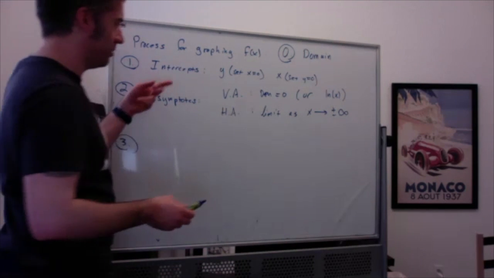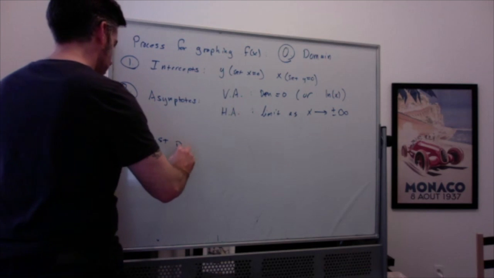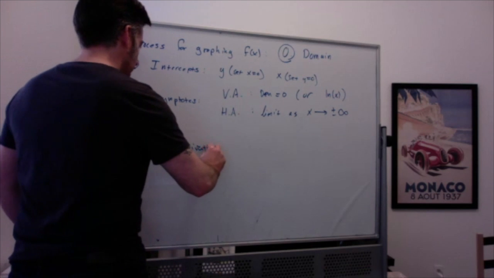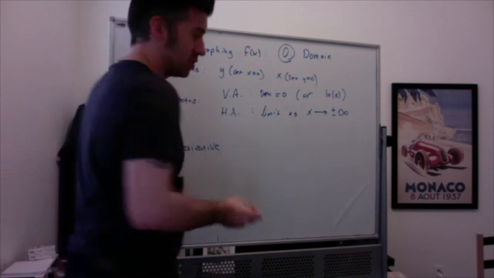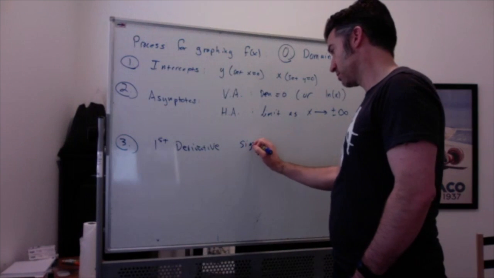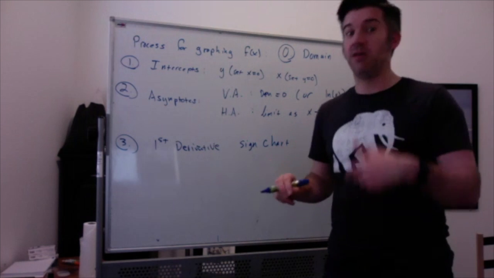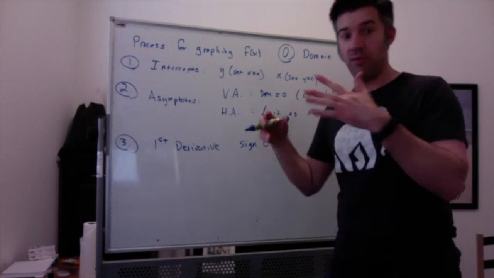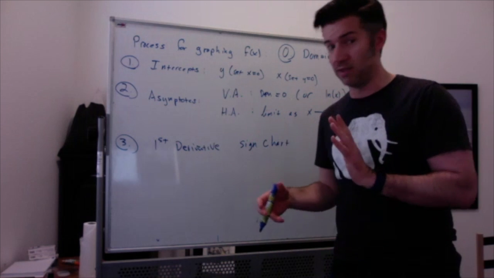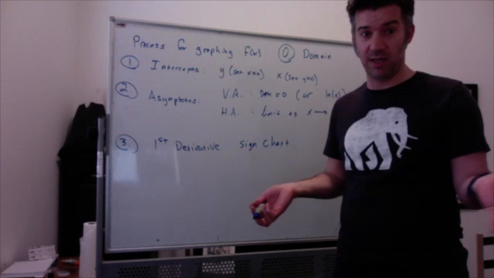After I've done the intercepts and the asymptotes, I deal with the first derivative stuff. And I usually just like to make a first derivative sign chart. So right, this involves finding the critical values, putting them on the sign chart, and then seeing where the first derivative is positive and negative. Because that gives you the whole idea of how the graph looks.